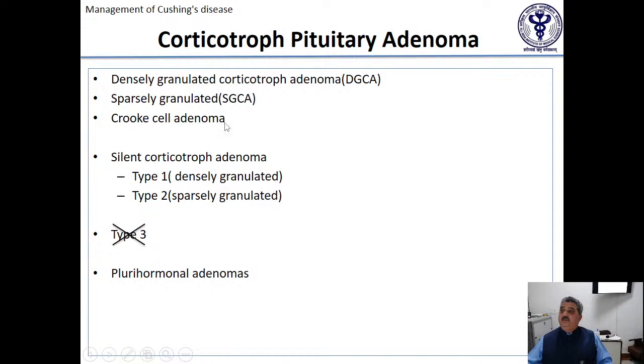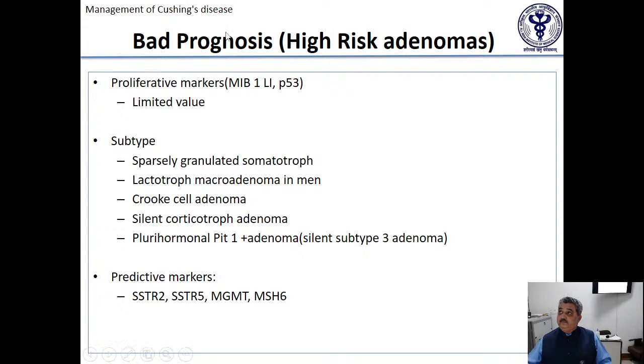So pituitary adenoma now we classified into densely granulated, sparsely granulated, Brooks cell, and the silent one, which don't produce any symptoms, but they're positive for the hormones, type 1 and type 2. Now type 3, as I mentioned, they are now classified as the plurihormonal adenomas. Now today we know that every pituitary adenoma doesn't respond to the treatment.